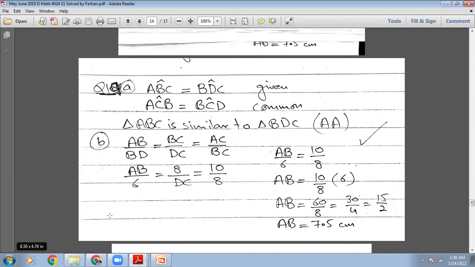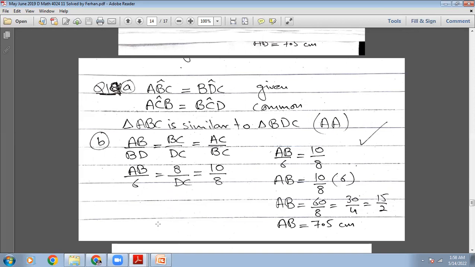So AB divided by BD is 6, equals BC is 8 divided by DC, we don't know, equals AC is 10 and the BC is 8. So I can take this ratio and this ratio and make them equal. So AB by 6 is equal to 10 by 8. So AB will be equal to 10 into 6 divided by 8.